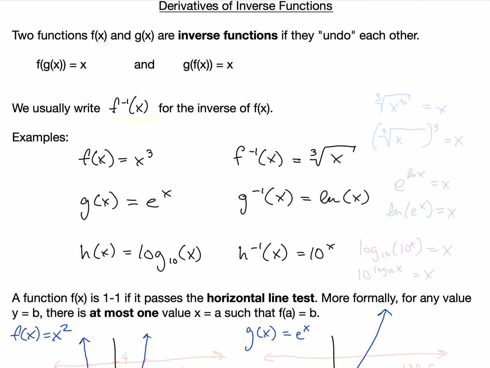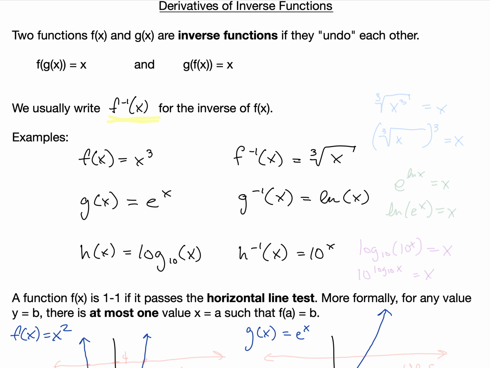This video is on derivatives of inverse functions. Two functions, f of x and g of x, are inverses of one another if they undo each other. In other words, if f of g of x is equal to x and g of f of x is also equal to x. In this case, we usually write f inverse of x as f to the negative 1 of x. This is our way of denoting the inverse.